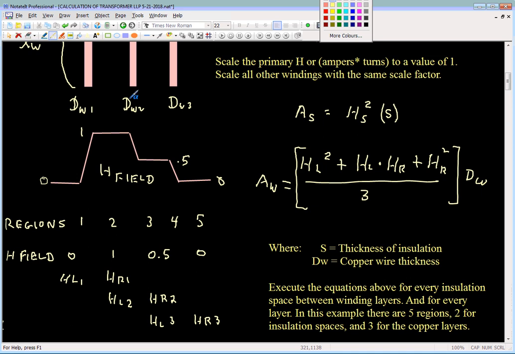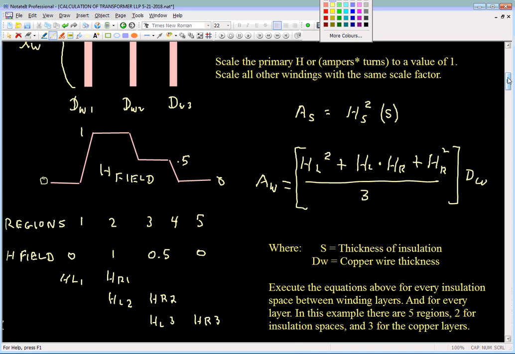3, this copper layer right here, or this one. Another space, which is here. And finally, another copper layer here. And then we're down to 0 again.